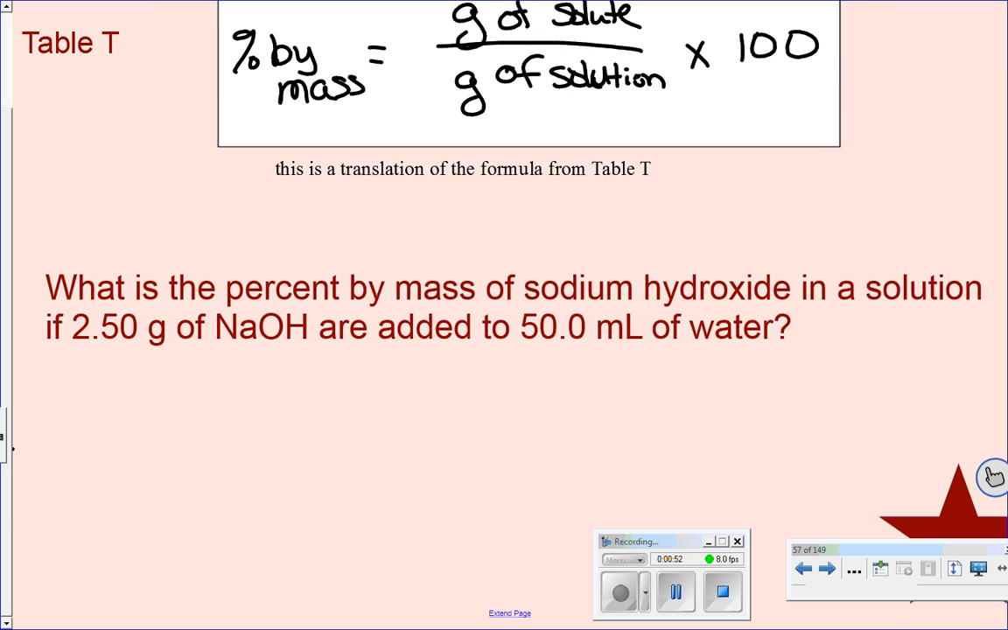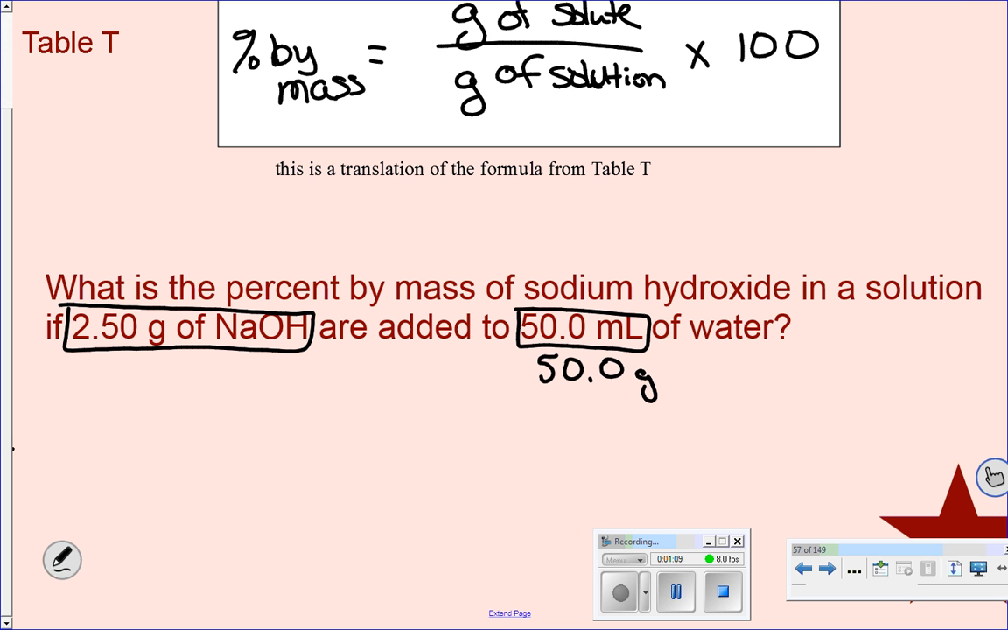So if we want to know the percent by mass of sodium hydroxide in a solution, if we have 2.5 grams of our solute added to 50 milliliters of water. Now, for our purposes, remember 50 milliliters of water is pretty close to 50 grams. The density of water is 1 gram per milliliter. We can assume this is close enough to 20 degrees Celsius where that works.